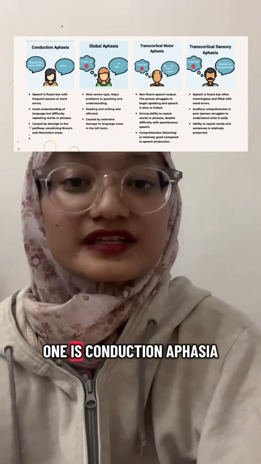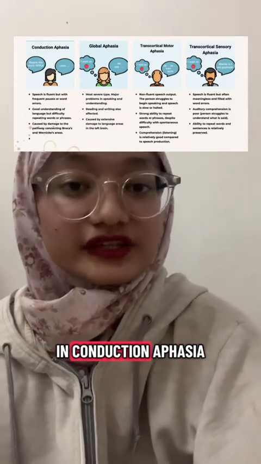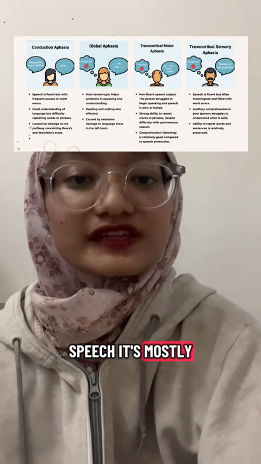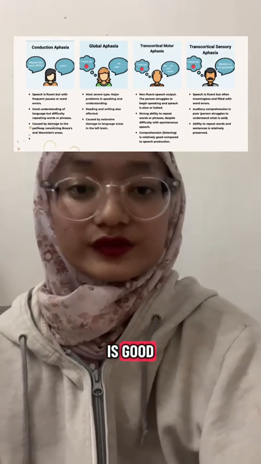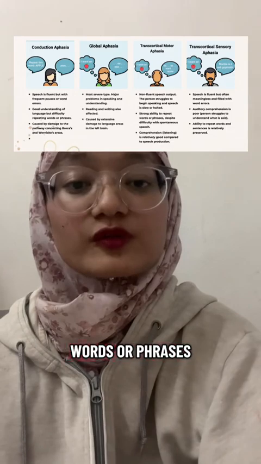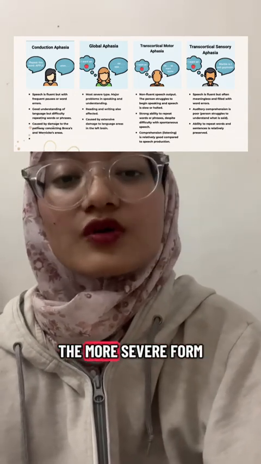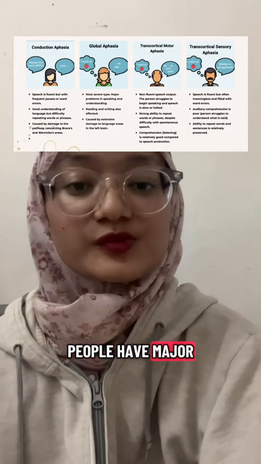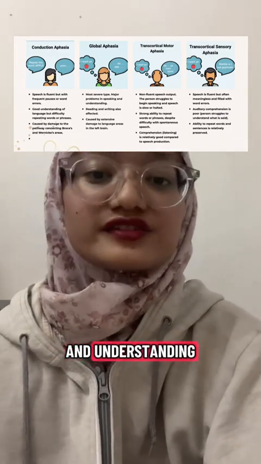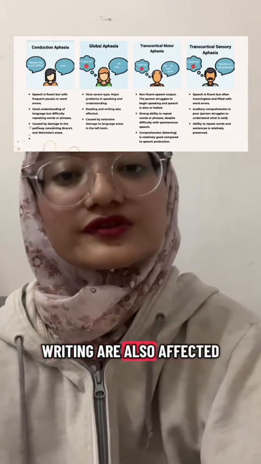So the next one is conduction aphasia. In conduction aphasia, speech is mostly fluent and understanding is good, but the person struggles to repeat words or phrases. So next one is global aphasia. So this is the most severe form. People have major problems with speaking and understanding, and reading and writing are also affected.